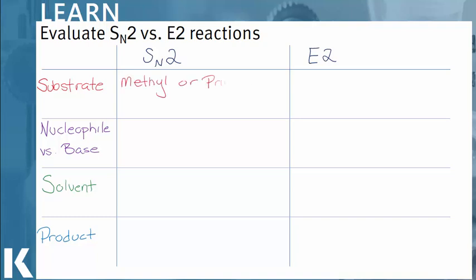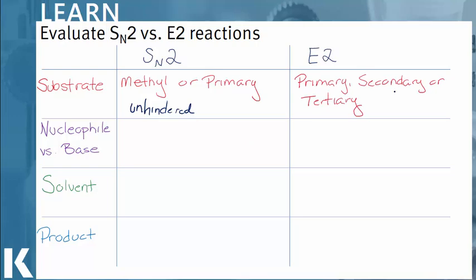So for an SN2 reaction, what we really want is an unhindered substrate. So we can see methyl or primary for SN2 pathways, whereas when it comes to E2, it'll work with primary, secondary, or tertiary, just not methyl. And not methyl because if you only have one carbon, you cannot form a carbon-carbon double bond.